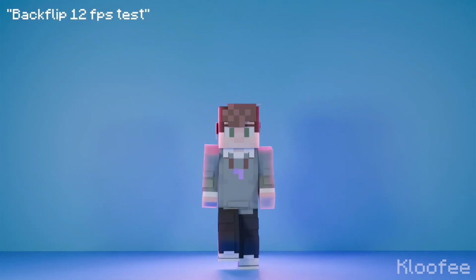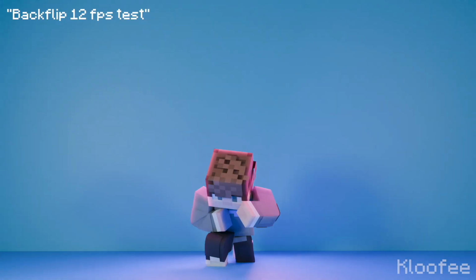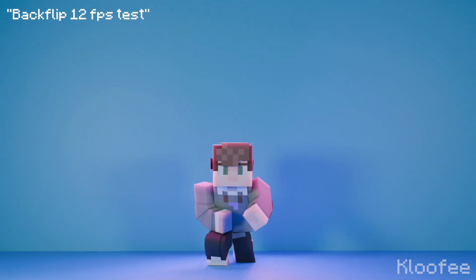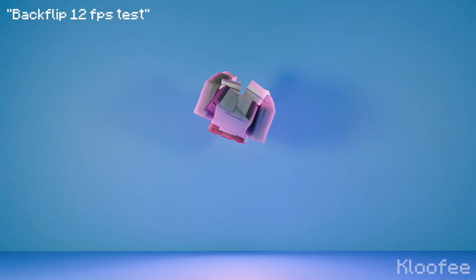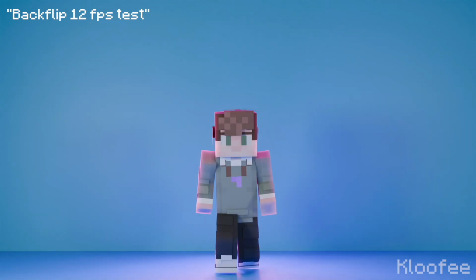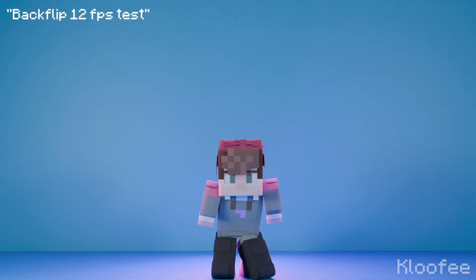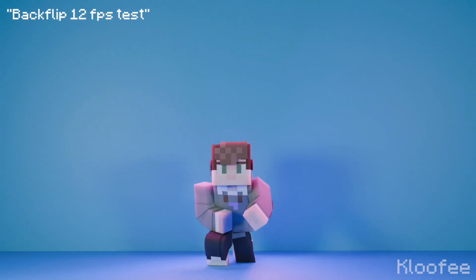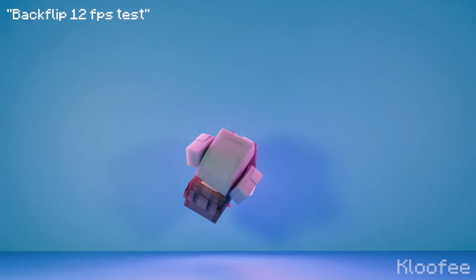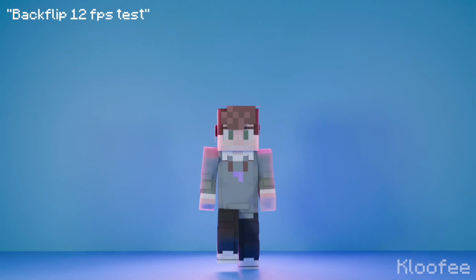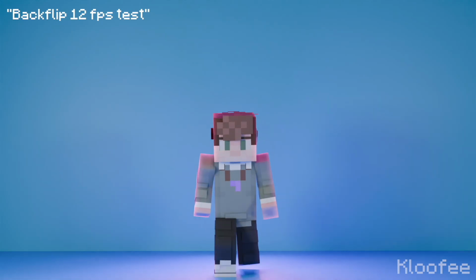So I made over here this same backflip movement in 12 frames per second, which is really cool. I didn't know I could do this, so this is kind of a practice run for me. But this is how this looks. And as you can see, it's freaking awesome. I really love the way that this looks. I think the style came off very nicely. I think it looks smooth in its own way.